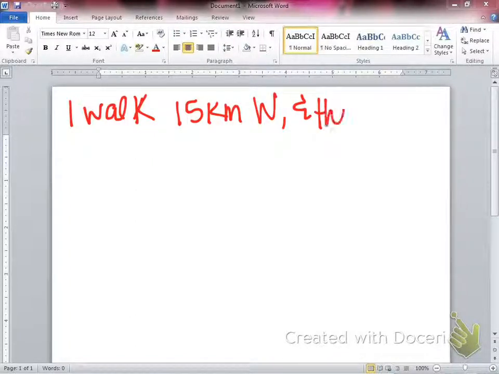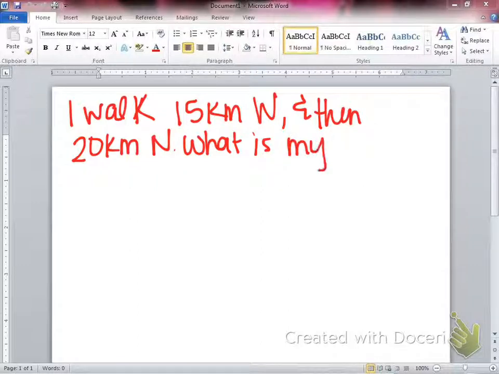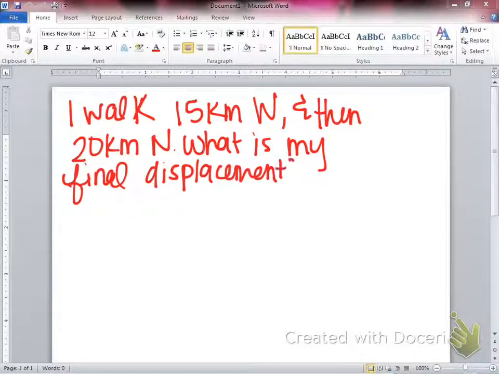And then I walk 20 kilometers north. What is my final displacement? Okay, and we're going to go through the whole process of how this works. We want to deal with these vectors individually. So go ahead and get the problem written down, and then we're going to work through these vectors.